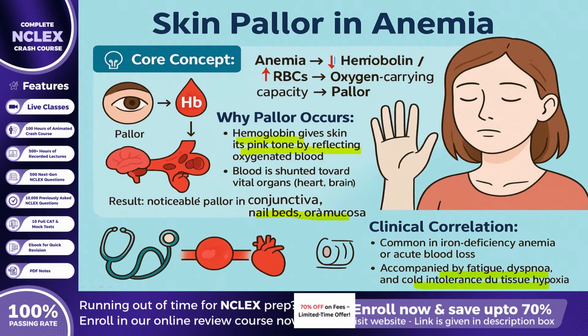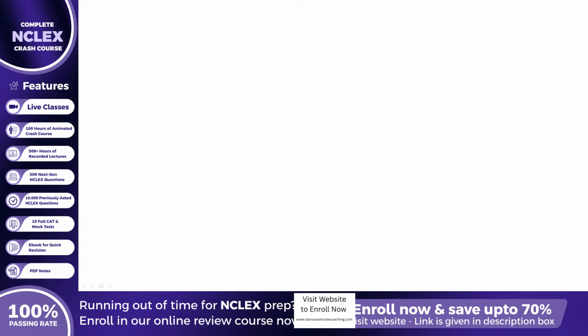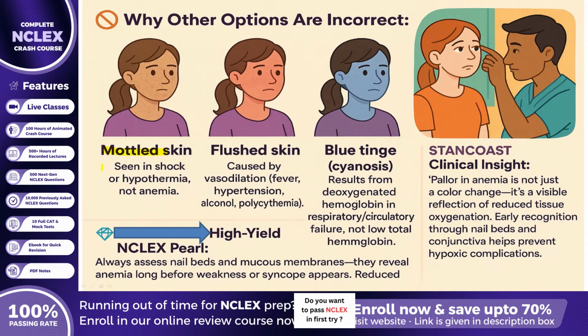Now, let us analyze why the other options are not correct. Option 1, mottled skin, or livedo reticularis, indicates irregular perfusion or impaired microcirculation and is typically associated with shock, hypothermia, or neonatal temperature instability, not anemia. Moving on to option 2, flushed skin occurs due to vasodilation and increased cutaneous blood flow, which is common in conditions like fever, hypertension, alcohol consumption, or polycythemia vera, where blood is actually hyperoxygenated rather than deficient. Lastly, option 4, a blue-tinged skin or cyanosis, develops from increased deoxygenated hemoglobin and indicates respiratory or circulatory failure.